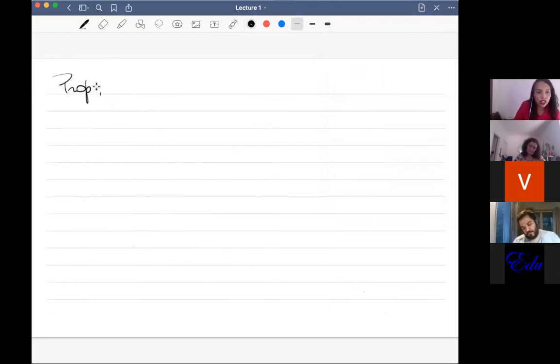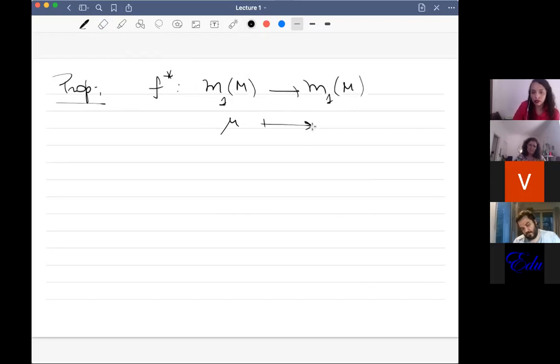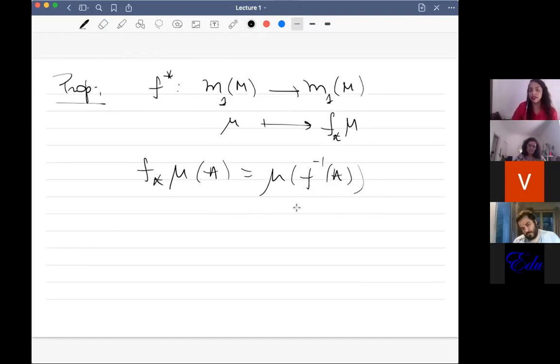Okay, just to finish, if I define F star by the way that I define the image measure, F star is a map that takes a probability measure to another probability measure. Remember that we define this by taking the measure of the pre-image of each set. So this function is continuous. It's continuous with the weak star topology.